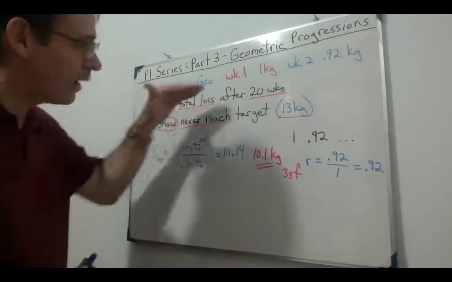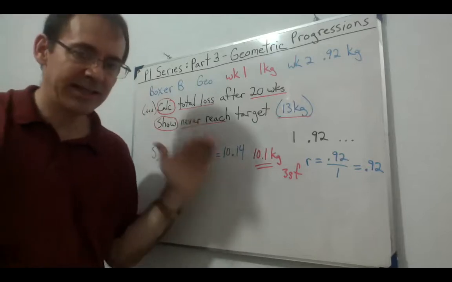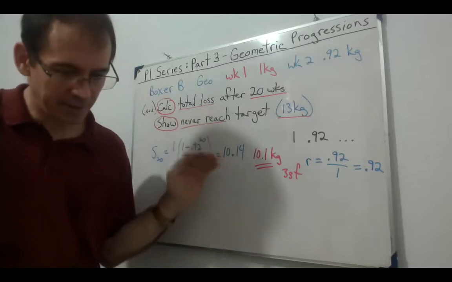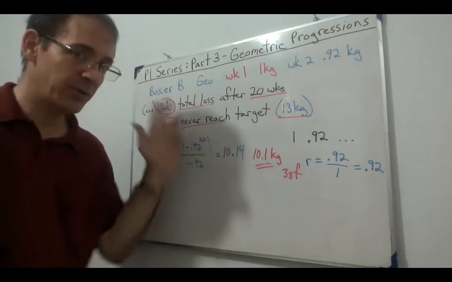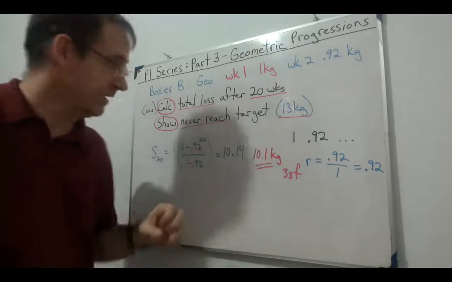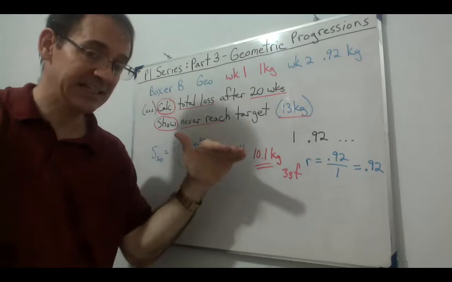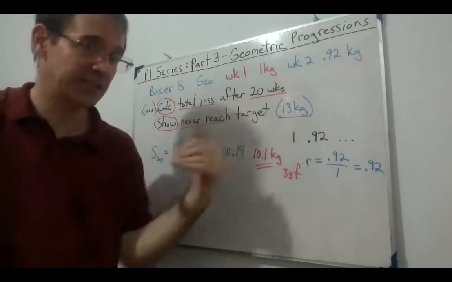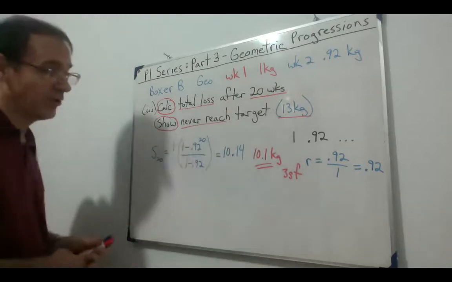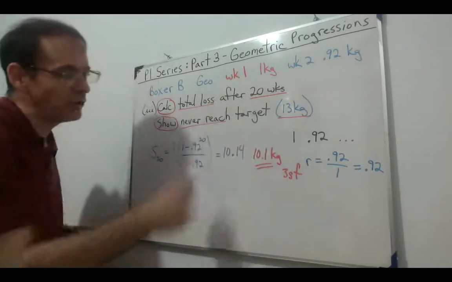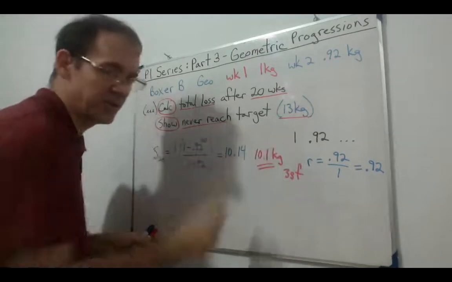So after 20 weeks, Boxer B has only lost 10 kilograms of weight, whereas Boxer A, with an arithmetic progression, lost 13 kilograms by week 16 and had the potential to actually lose more weight, as we saw in the graph. So here, after 20 weeks, only lost 10 kilograms. Now we need to show that it never reaches the target.